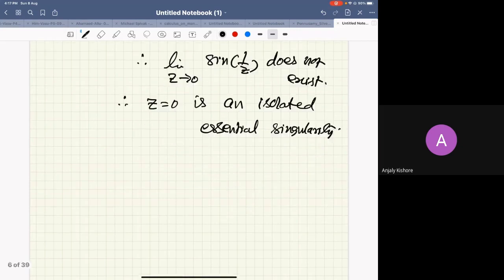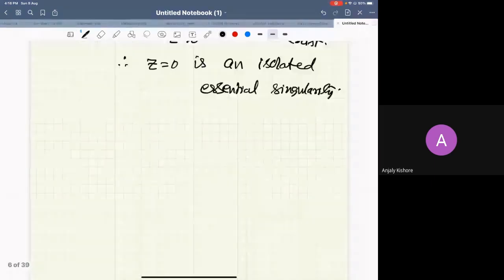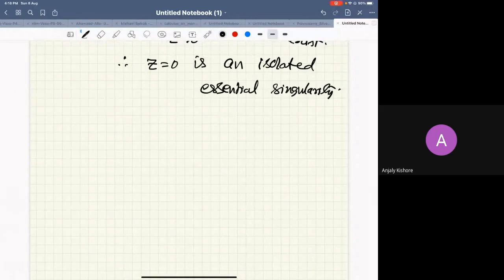So if we take the Laurent series expansion of a function in a deleted neighborhood of that point, if the Laurent series expansion doesn't contain a principal part, then there is no singularity. If the principal part contains a finite number of terms, then it has a pole. If the principal part contains infinitely many terms, it has an essential singularity. And if there is no principal part, such a point is called a removable singularity. These are the concepts we have studied in the previous classes.